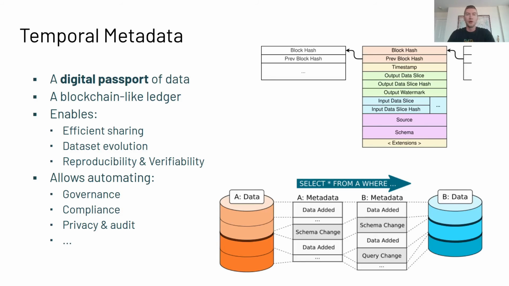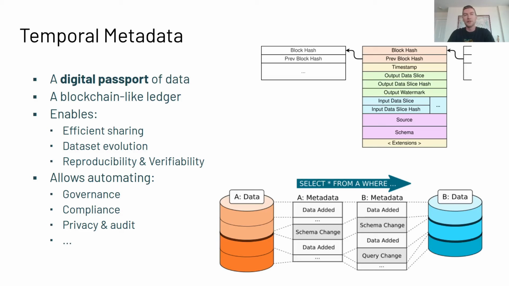In Open Data Fabric, raw data never travels alone. It's always accompanied by metadata. And this metadata acts as a digital passport for the data, specifying where exactly every single piece of information actually came from, how it was achieved. It's also a blockchain-like ledger that is cryptographically linked to the data.